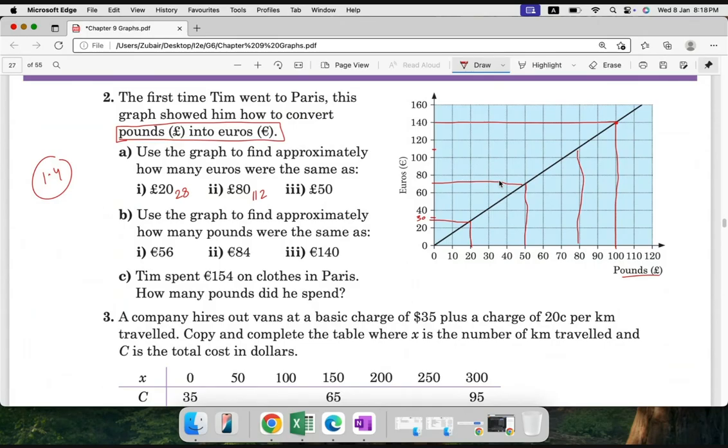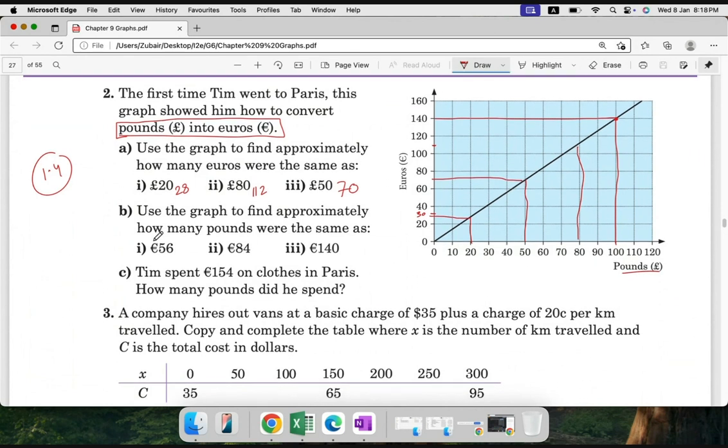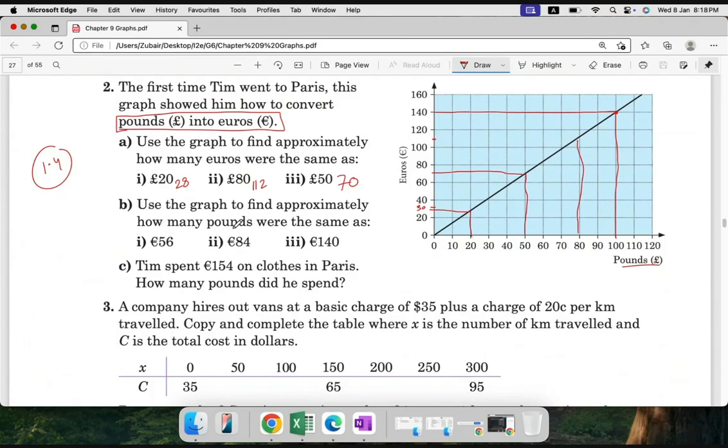60, 70, 70. Use the graph to find approximately how many pounds were the same as 56 euros. Same graph, and let me change the color. So on the y-axis, 56 euros to pounds.